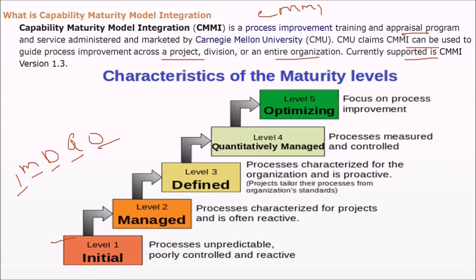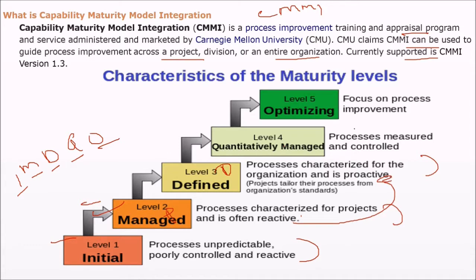Initial means the processes are unpredictable, chaotic, poorly controlled, and reactive. Managed means processes are characterized for projects and they are often reactive. All things are there but only for the projects. Defined means the processes are characterized for the organization. So here it was for project, here it is for the complete organization. It is proactive. So projects tailor their process from the organization standards, and the description here is more defined.